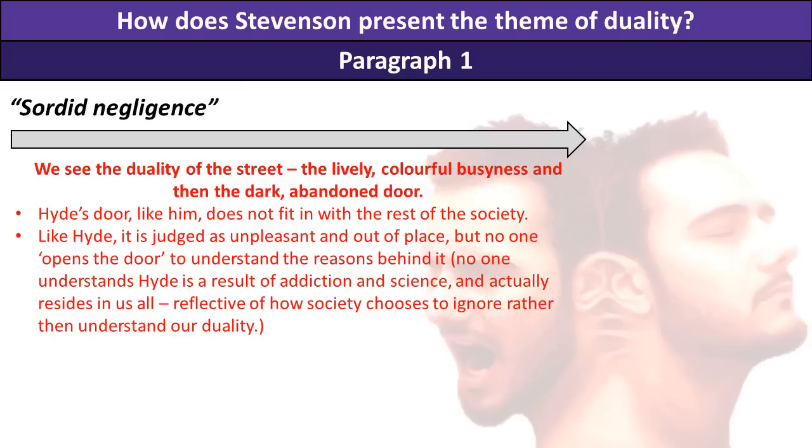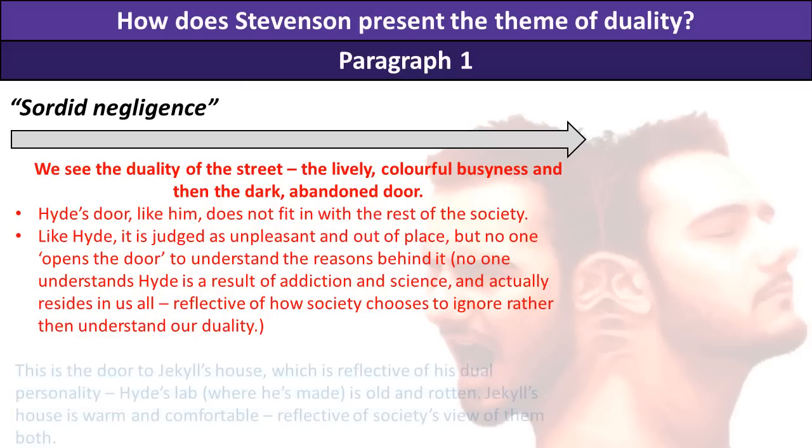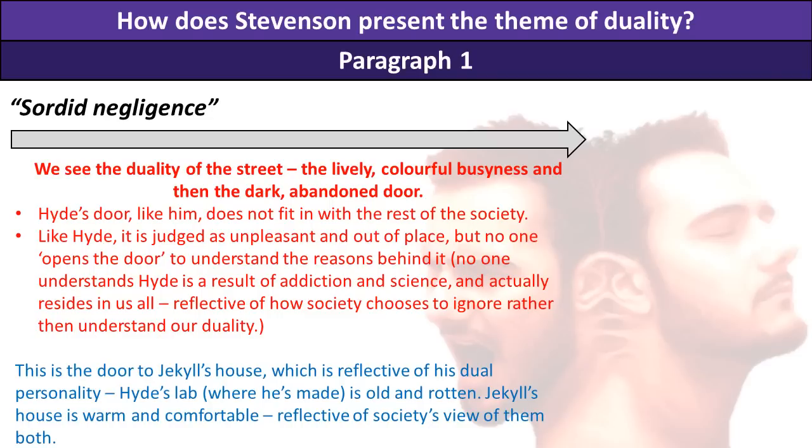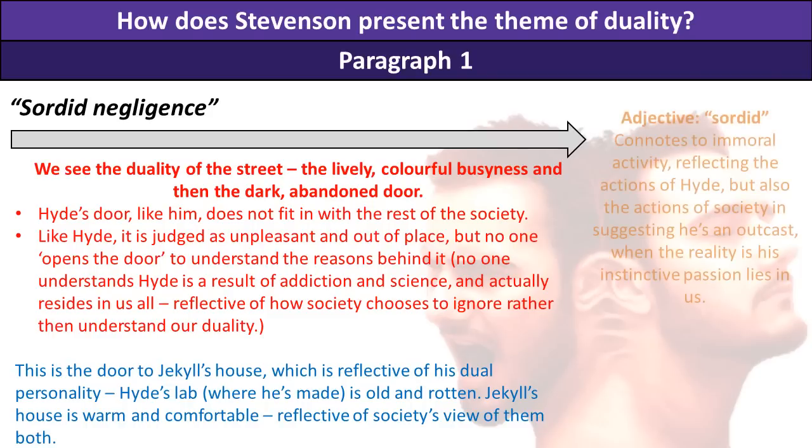No one opens the door to understand the reasons behind it. No one understands Hyde's resolve, addiction and science, and actually what resides in us all. This reflects how society chooses to ignore rather than understand our duality. So this is the door to Jekyll's house, which is reflective of his dual personality. We've got Hyde's lab where he's made, which is old and rotten and abandoned, but then we've got Jekyll's house that is warm and comfortable, which is reflective of society's view of them both.